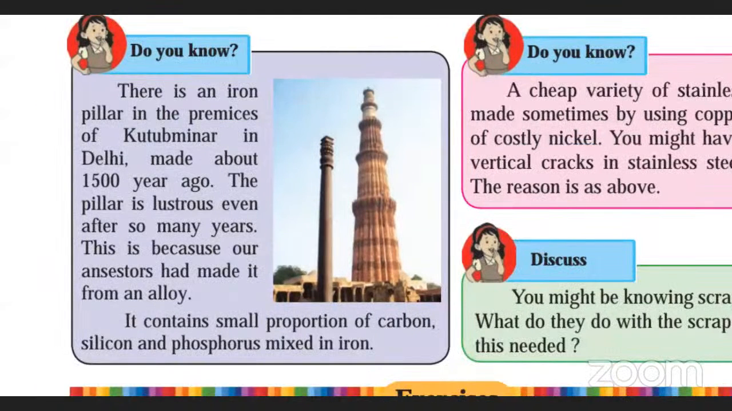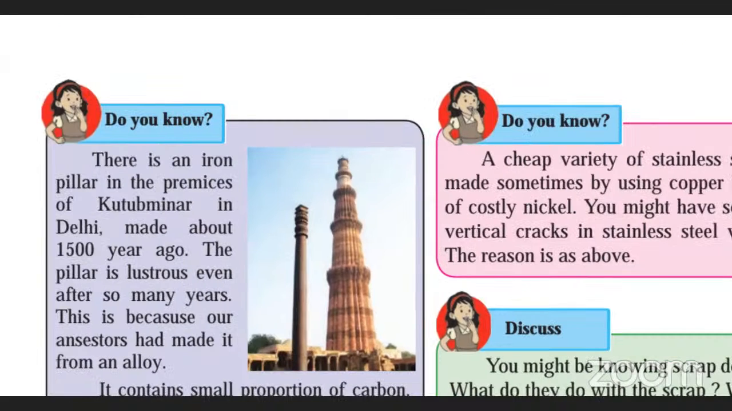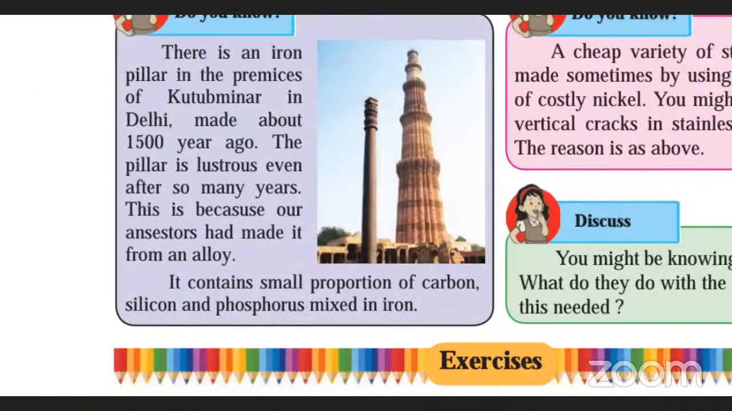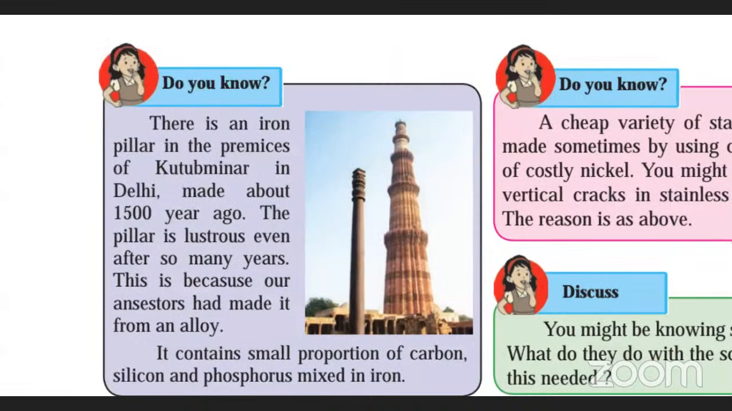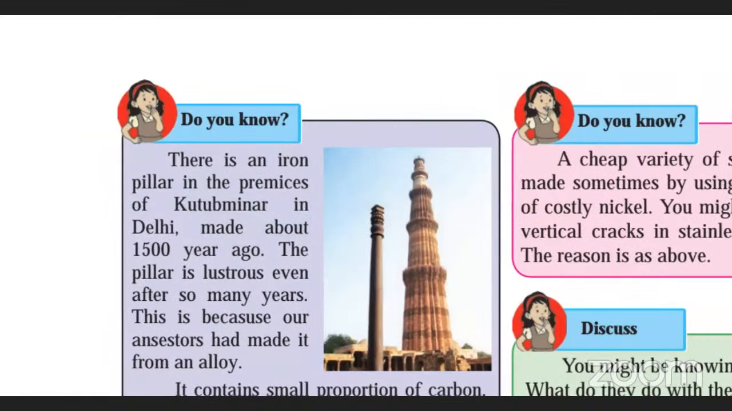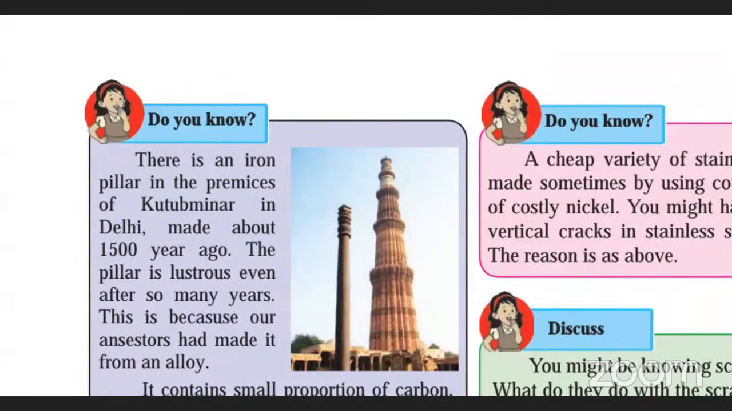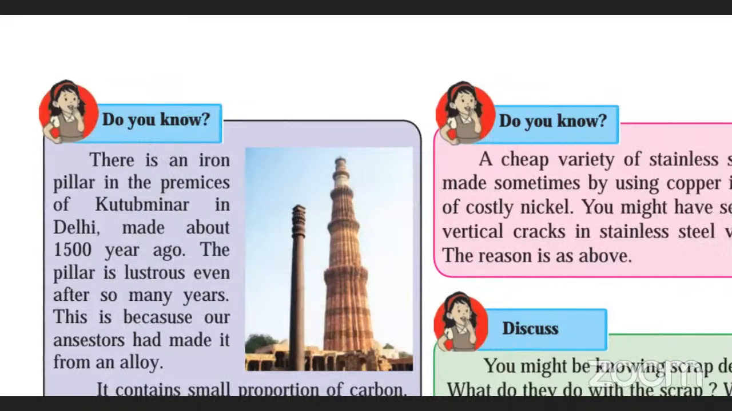And why? What is the reason here? Because these are made up of alloys. They do not contain only iron, they also contain a small proportion of carbon, silicon and phosphorus. So when other metals or non-metals are mixed with the metal, what happens? The tendency to corrosion also decreases. So an alloy is always beneficial because it increases the corrosion-fighting tendency.